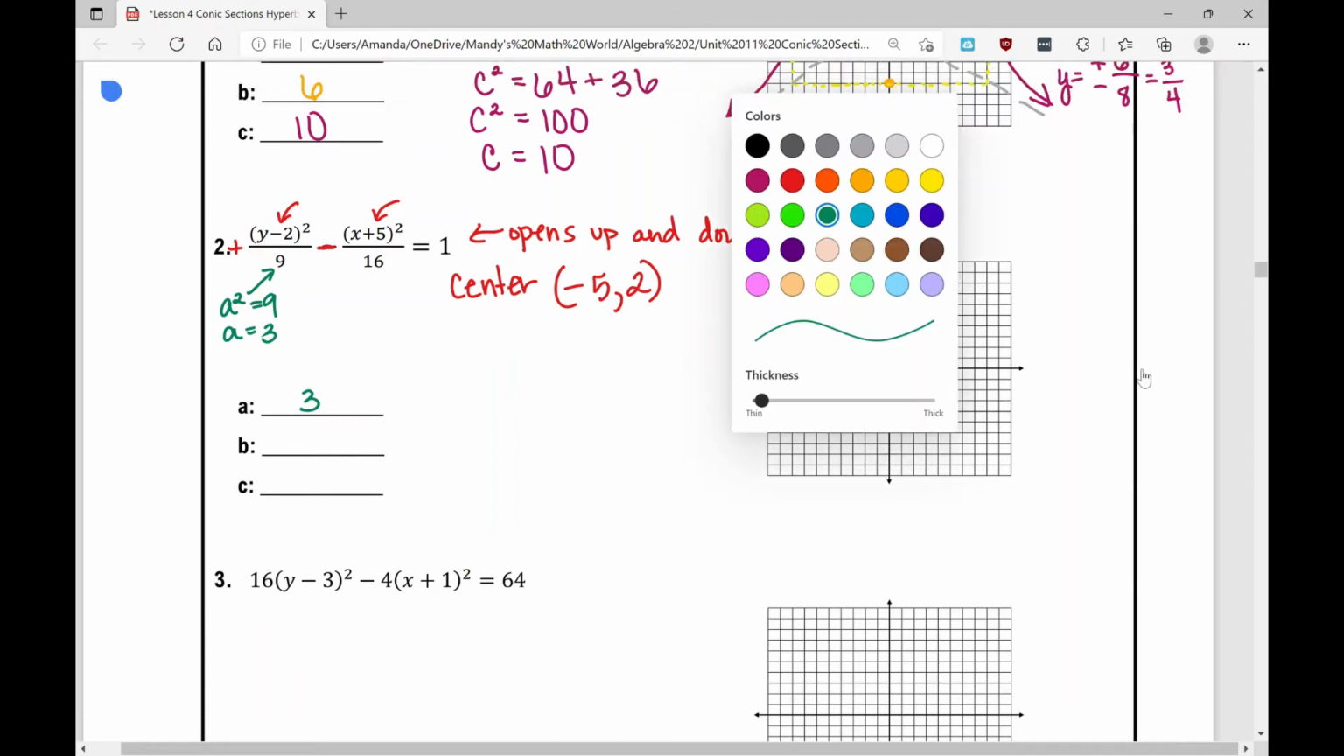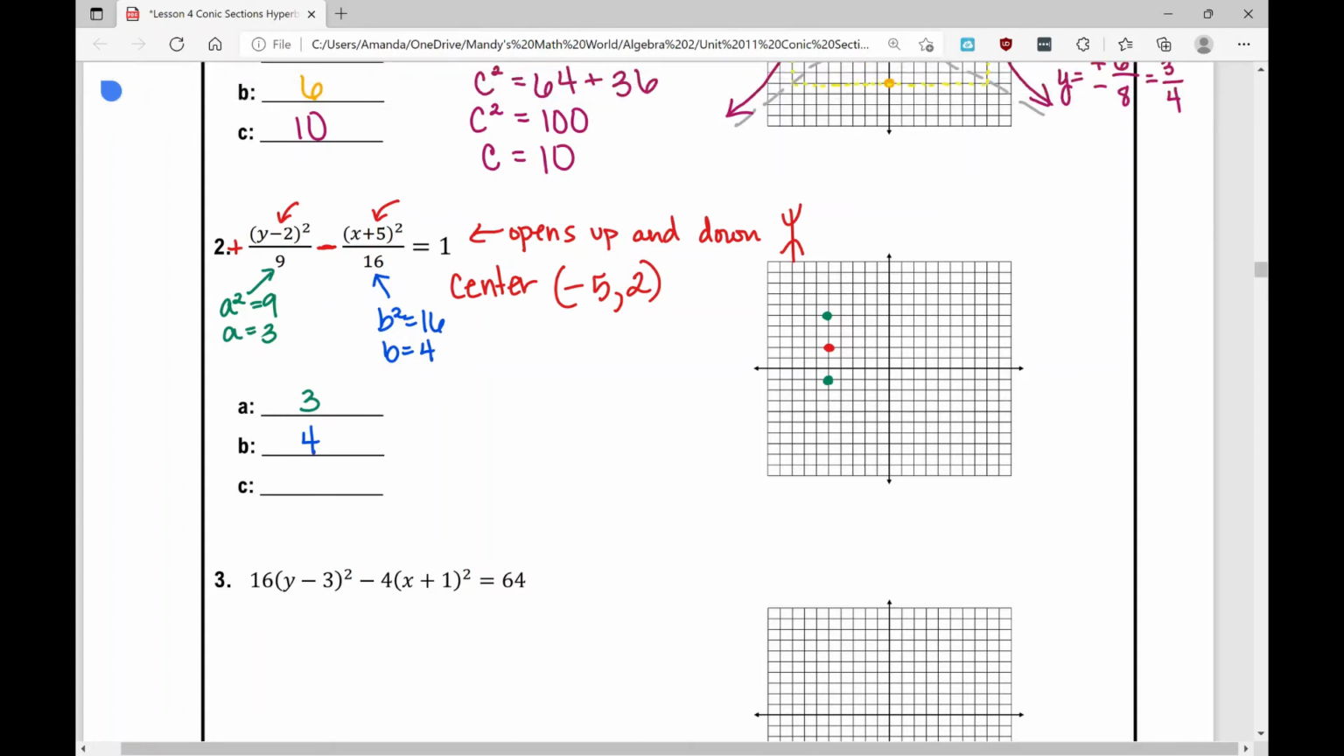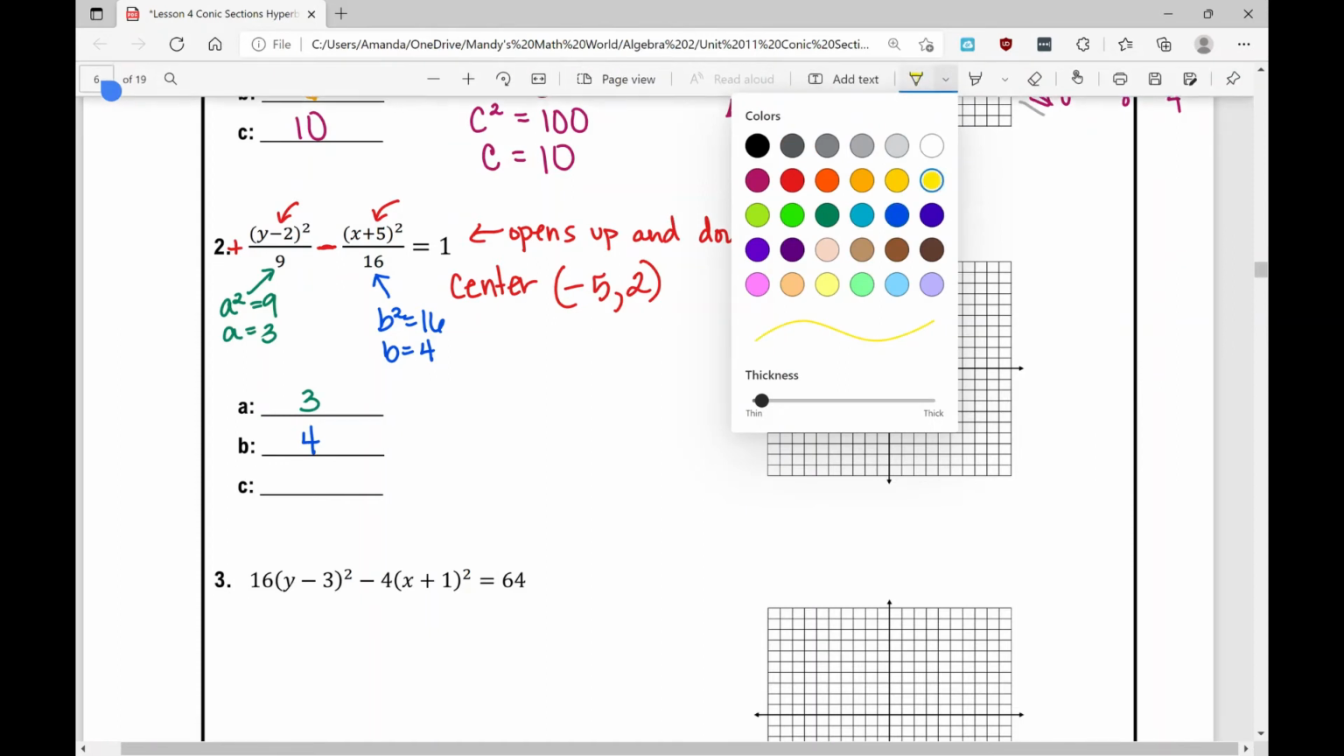So now let's find where our co-vertices are. Our co-vertices are found using our B term. If B squared equals 16, then B equals 4. B is the distance from the center point to the co-vertex. That co-vertex lies on the conjugate axis, which is horizontal in this case. So I'm going to go 1, 2, 3, 4 units to the right, 1, 2, 3, 4 units to the left. Now let's draw our asymptotes.